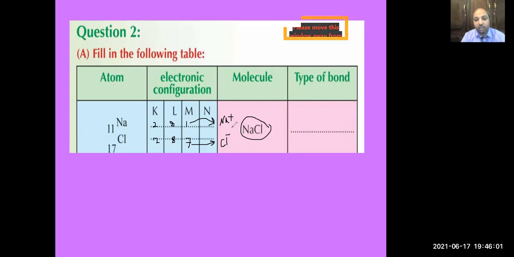And here, the electric attraction between the sodium positive ion and the chlorine negative ion forms NaCl, the sodium chloride molecule. The type of bond is ionic bond.